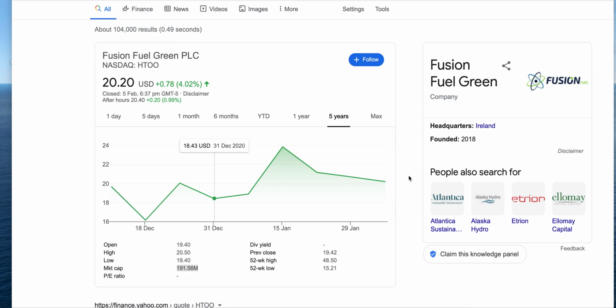Welcome to the channel. So I found a green hydrogen stock that hasn't gone crazy, hasn't been hyped up yet, and it's on the NASDAQ, so nice and easy for a lot of people to get to. So look at this, market cap.